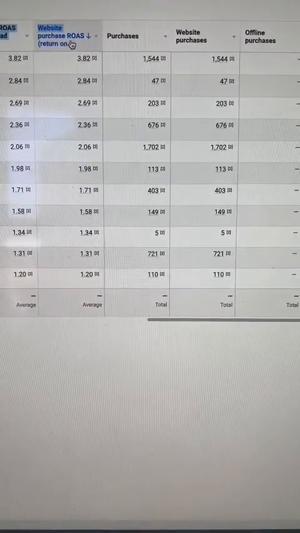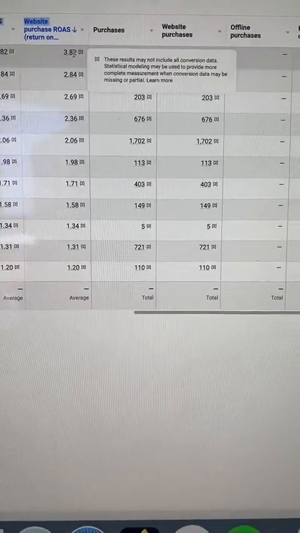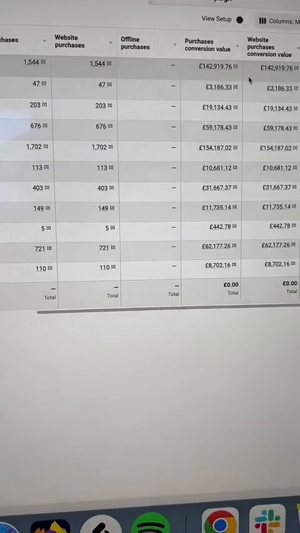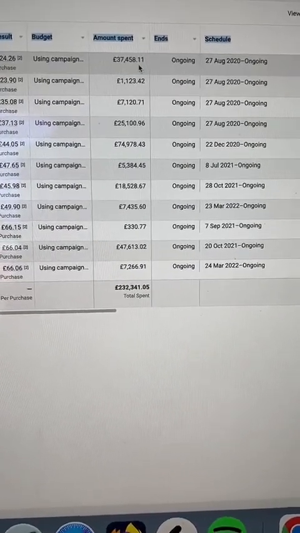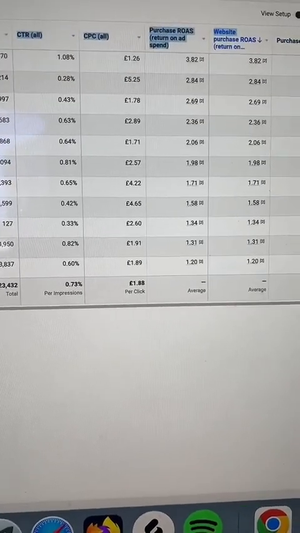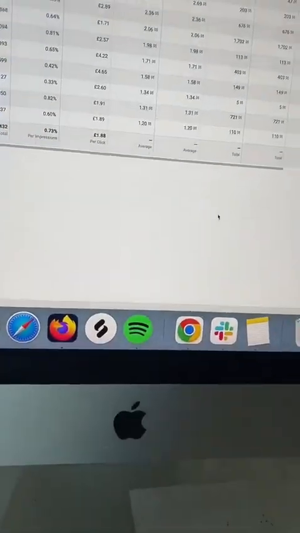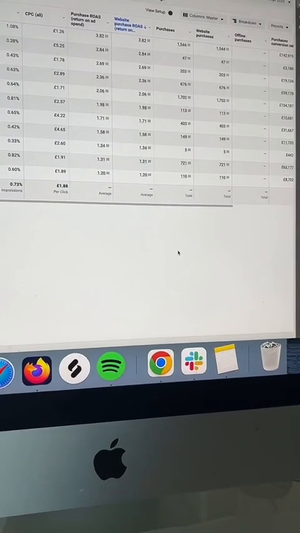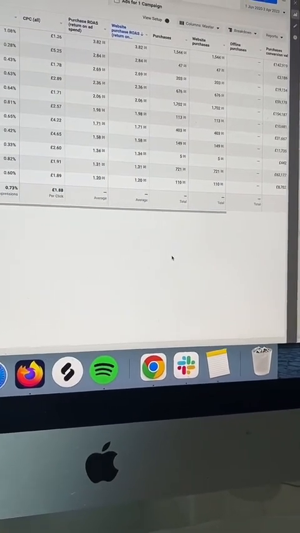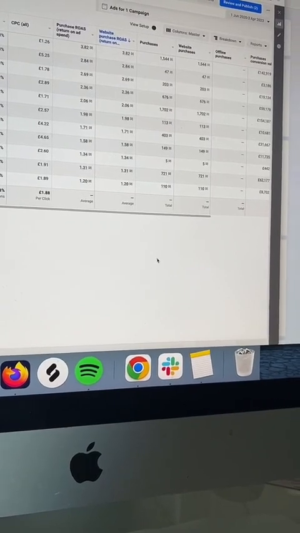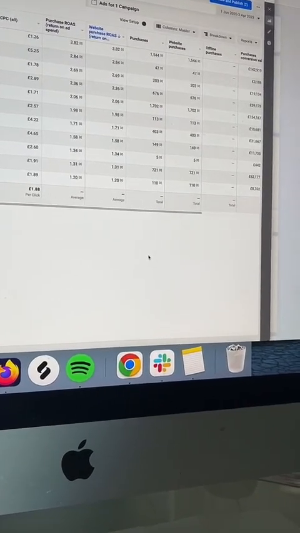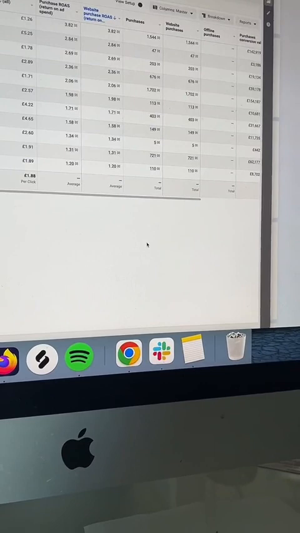So the ROAS, which is here, so we got a 3x there, and that actually generated £142,000. And we spent 37k here. Now, to get that return, again, similar to landing page views, what we had to do was test as many different ads as possible. And what you're doing when you're doing that is you're trying to find what does resonate with our audience. You're giving it different angles, different variations of creative, and you will find conversions coming in.